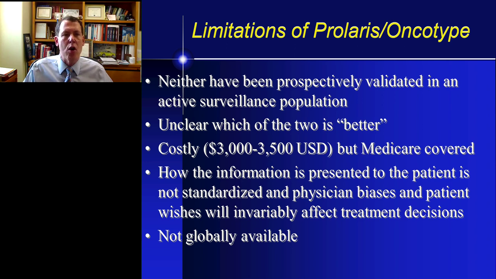The tests are fairly costly, $3,000 to $3,500, but they are covered by Medicare, and many private insurance plans now cover these tests. And then also how the information is presented to the patient is not standardized, and physician biases and patient wishes will invariably affect treatment decisions, and they're not globally available. So with those caveats, though, these tests are now fairly commonly used by urologists with early stage prostate cancer patients, especially when they're trying to make decisions between active treatment and active surveillance.